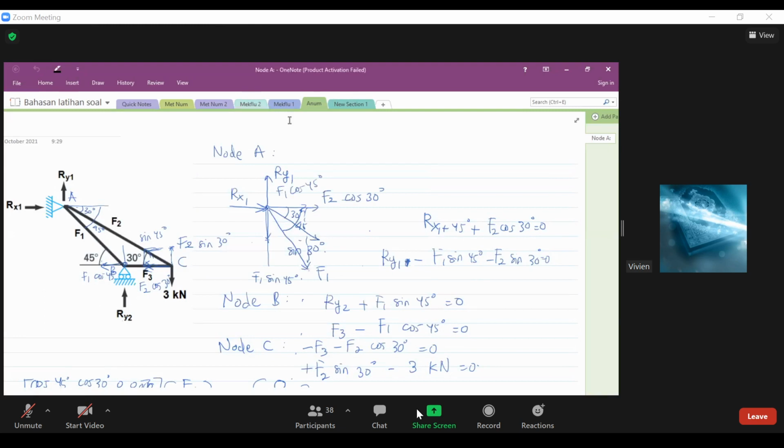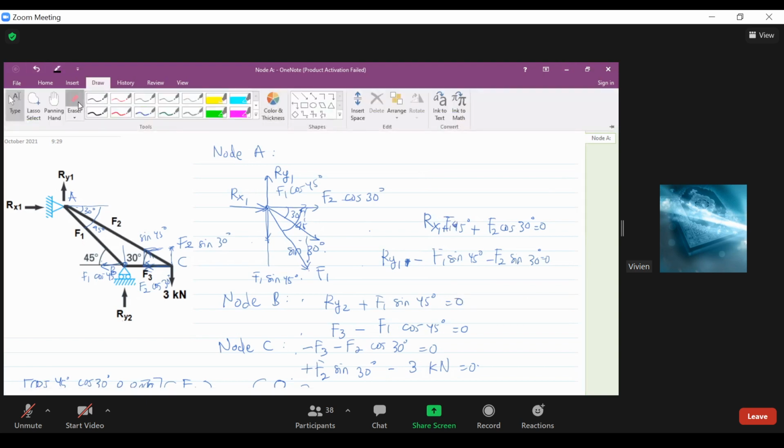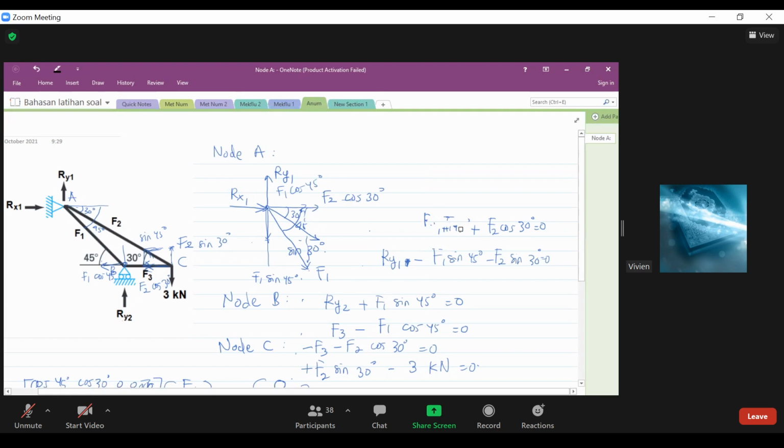Yeah, so here we have the horizontal component, the forces in the horizontal component, so that we have Rx1 and also F1 cosinus. So where is that? It looks like it's been erased.